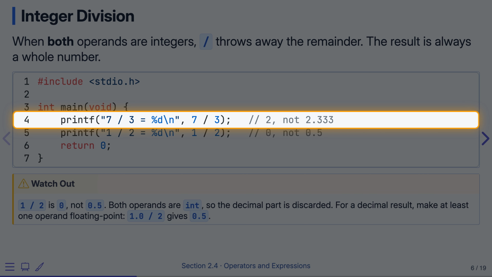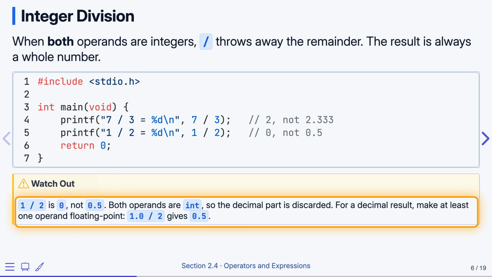When both operands are integers, the slash throws away the remainder. The result is always a whole number. So 7 divided by 3 is 2, not 2.333. Watch out for this. 1 divided by 2 is 0, not 0.5. Both operands are integers, so the decimal part is discarded. If you want a decimal result, make at least one operand a floating point number. 1.0 divided by 2 gives 0.5.